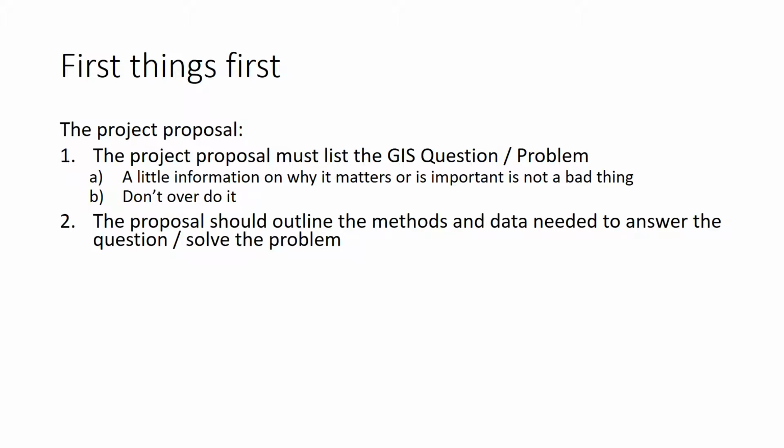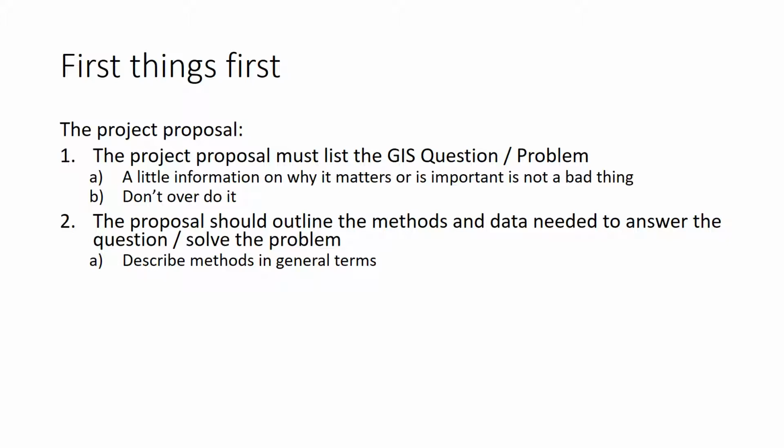The proposal should outline the methods and data needed to answer the question or solve the problem. So once you've laid out what the question or problem is and why it matters, you're going to tell me exactly how you're going to use GIS and what spatial data you're going to use to solve the problem. In terms of the methods, I don't want really super detailed stuff like I'm going to clip this layer with this, and then I'm going to do a spatial join with that, and I'm going to do this, this, and this. That's not what I'm looking for.